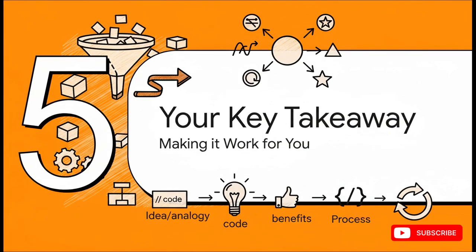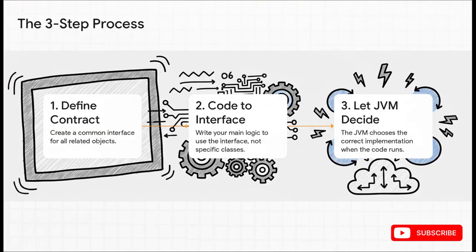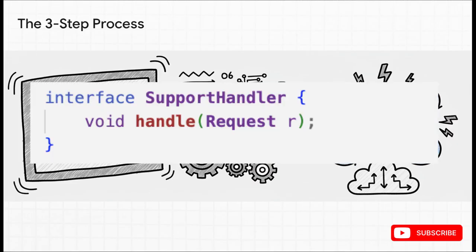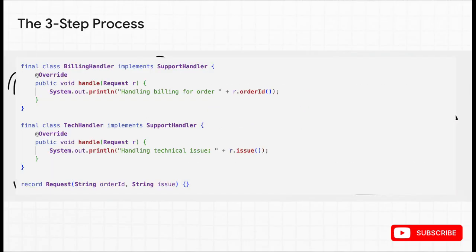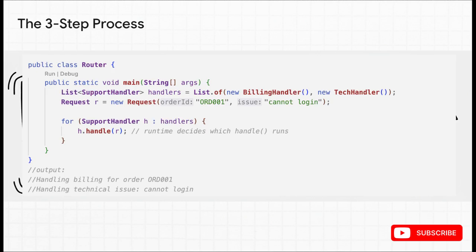So, we've walked through the analogy, we've seen the code, and we've talked about the benefits. Let's boil this whole thing down into a simple, repeatable process that you can actually use. It really just comes down to these 3 steps. Number 1, define your contract, that common interface or base class. Number 2, write your main code to talk to that general interface, not the specific, concrete classes. And number 3, just sit back and trust the JVM to be the smart router, connecting the call to the right specialist when the code actually runs. You just define the what, and you let the system figure out the how on the fly.